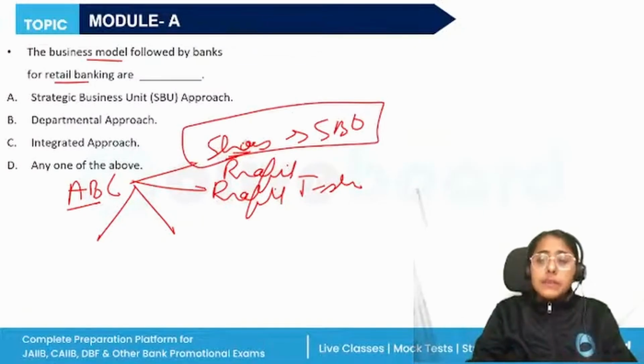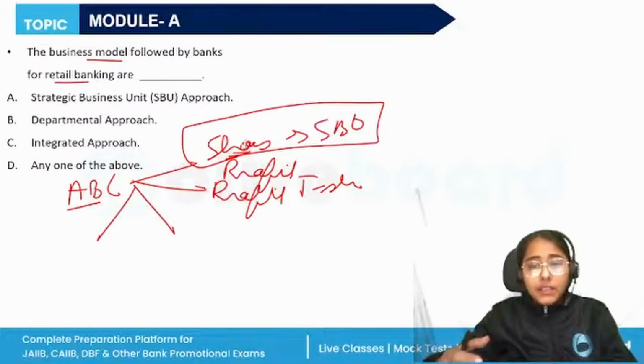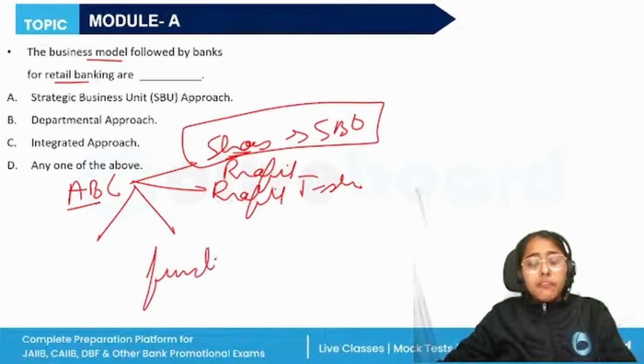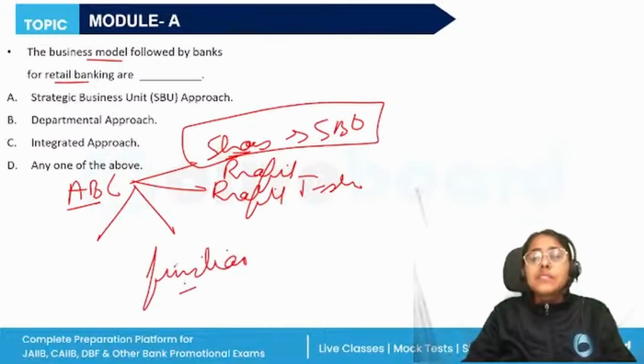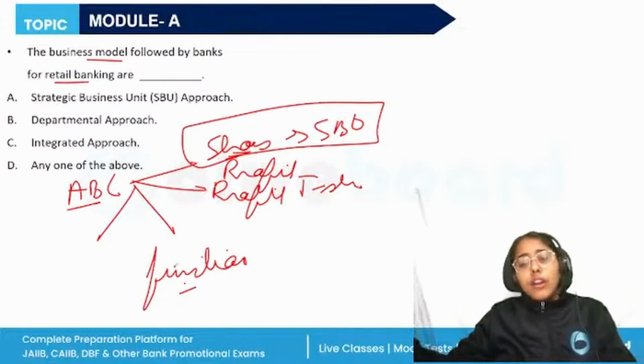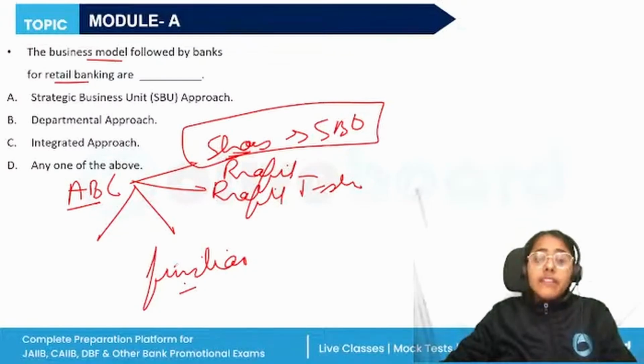Then, if we talk about the departmental approach, here profit units are not divided, but the organization can be divided on the basis of functions, the functions that the various teams perform. For example, there will be a different department for accounting, a different department for marketing, finance, planning, etc. And then we have an integrated approach, which is usually adopted by smaller businesses, right? So it is a combination of the two.